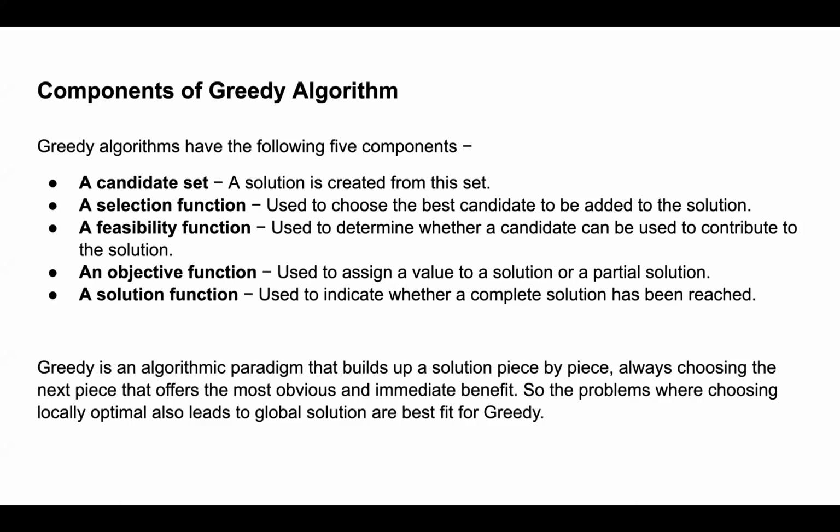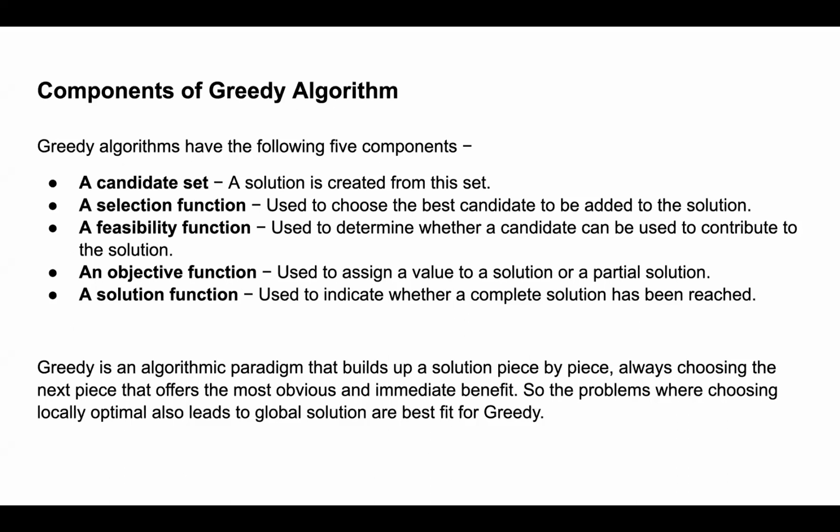Getting what the selection function is? I'm taking decisions part by part, and to take those decisions I have to apply some selection criteria. So a selection function will be there. Now, next is a feasibility function. Firstly I use the selection function, then I go for the feasibility function. What is the feasibility function?